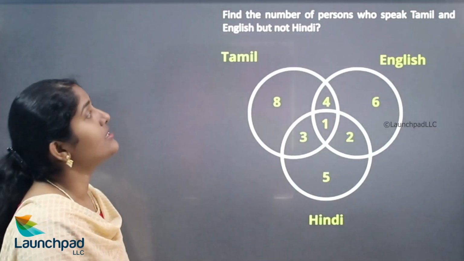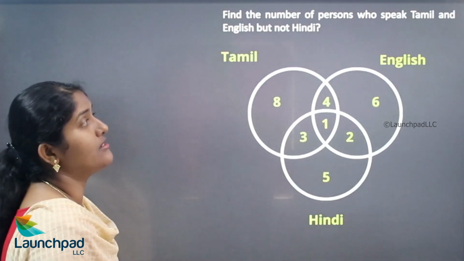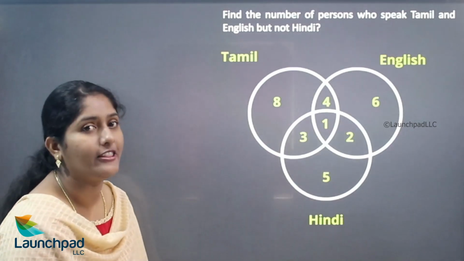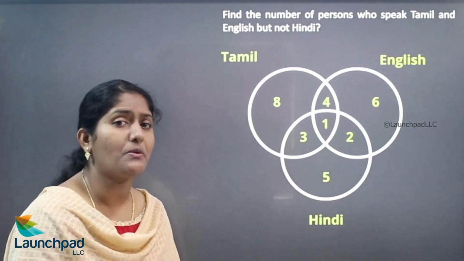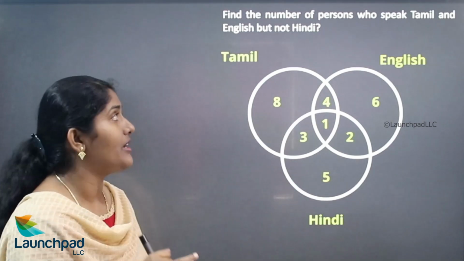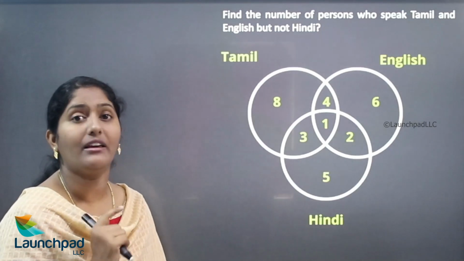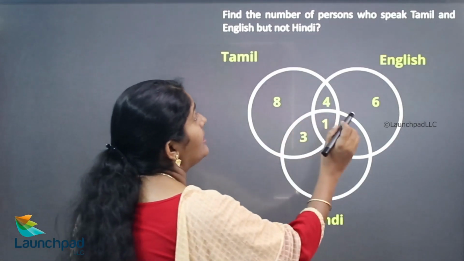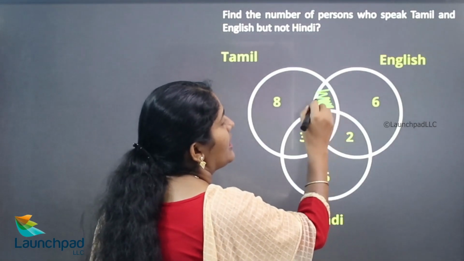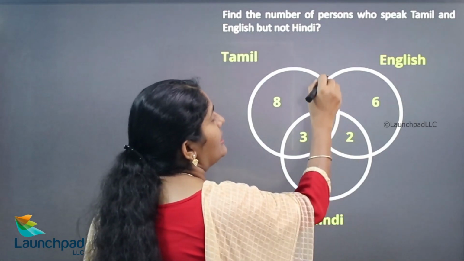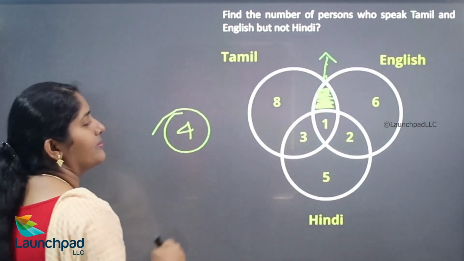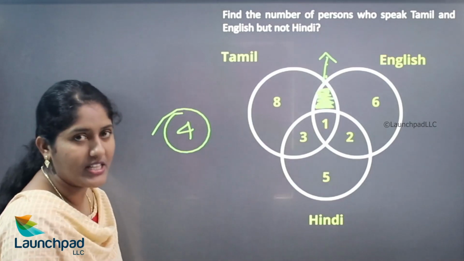Okay, we'll move on to your next question. Find the number of persons who speak Tamil and English but not Hindi. That person should necessarily speak both languages, Tamil and English, but should not speak Hindi. So English and Tamil. This area is known as English and Tamil. So the answer is 4.